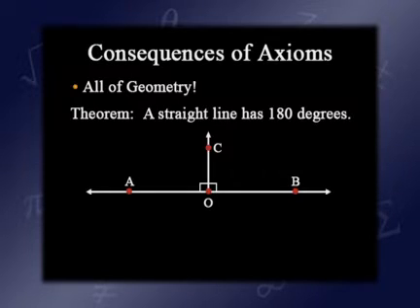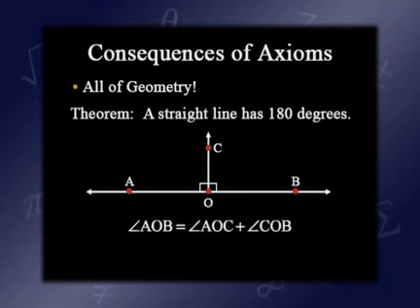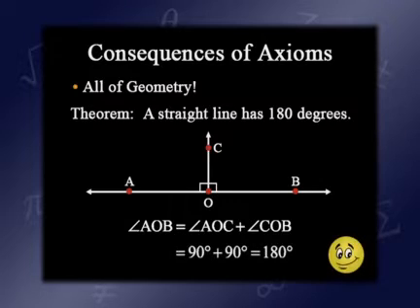And now the angle AOB can be obtained by taking the angle AOC plus the angle COB. And since both of those angles were right angles, the fourth axiom says that each of those angles has 90 degrees. When you sum 90 degrees plus 90 degrees, you get 180 degrees.